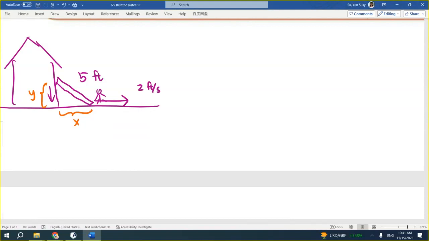And also think about more. When I move the ladder to the right, your x is increasing or decreasing? Increasing. So my dx/dt is positive or negative? Positive. So you set it up as 2 instead of -2. Furthermore, your y is increasing or decreasing? Decreasing. So we know that dy/dt is gonna be negative.